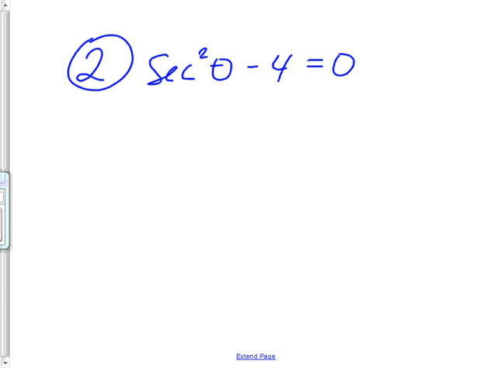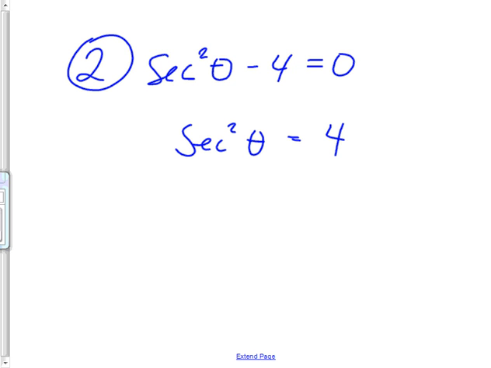All right, first of all, you need to get these down so that they are just one function, and this one is just one function. It's secant. And if I take secant squared minus 4, I add 4 to both sides, I'll have secant squared theta is equal to 4. Now, if I want to get that secant squared off of there so that it's just plain secant, I can do that by doing a square root.